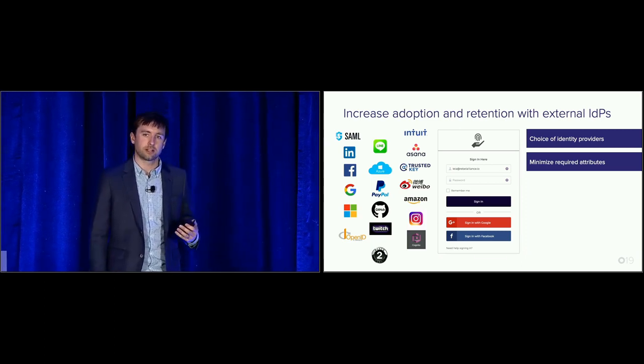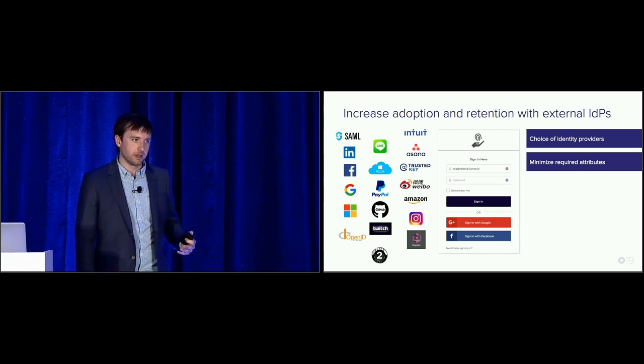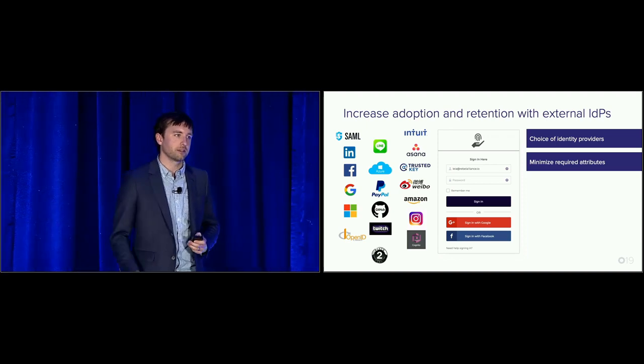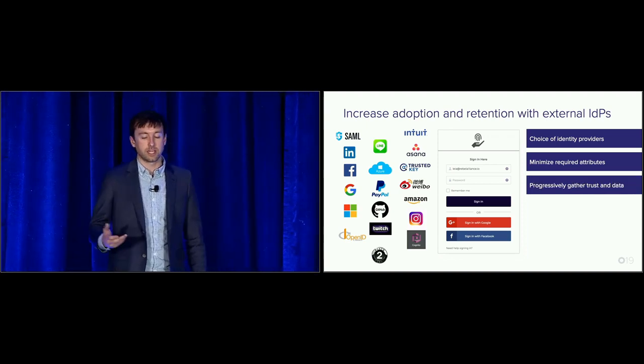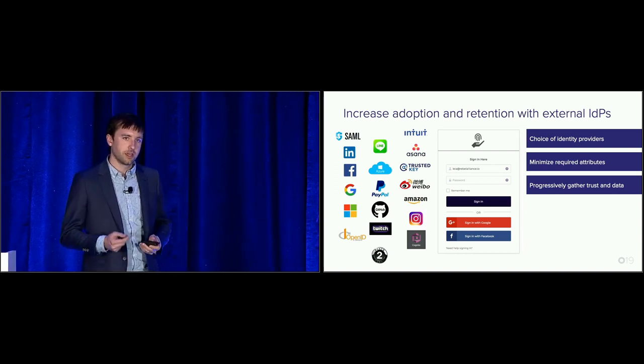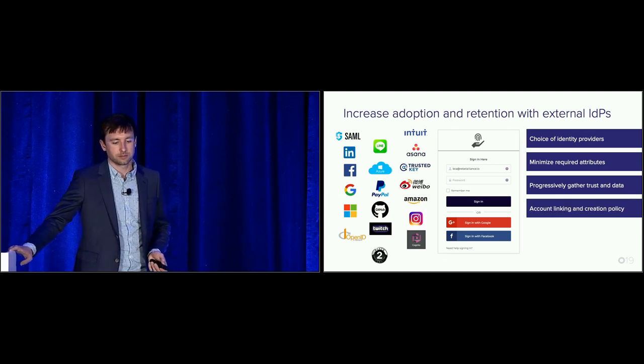One of the underlying assumptions that we have when building these IDPs is that we want to minimize the required attributes for creating users. What that means is, once again, it's easy to sign up. You get that low level of trust required for your initial interaction with a brand, and then over time, you can progressively gather trust and data from those users as they learn to interact with your application. And that can all be orchestrated within Okta using our identity provider capabilities.